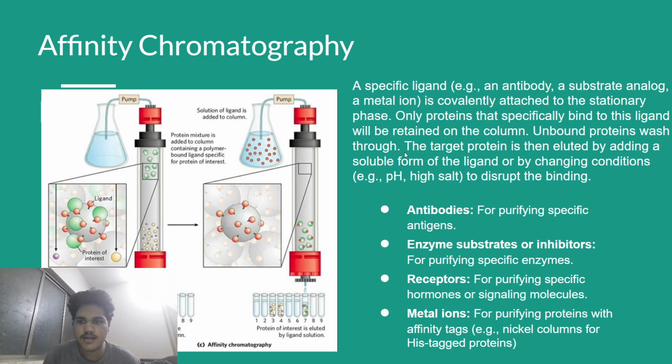The target proteins are then eluted by adding soluble forms of those ligands, or by changing conditions like the pH or the salt concentration to disrupt the binding, thereby releasing those complexes. This can be used for purifying specific antigens, specific enzymes, specific hormones or signaling molecules, sorry, and for purifying proteins with affinity tags.